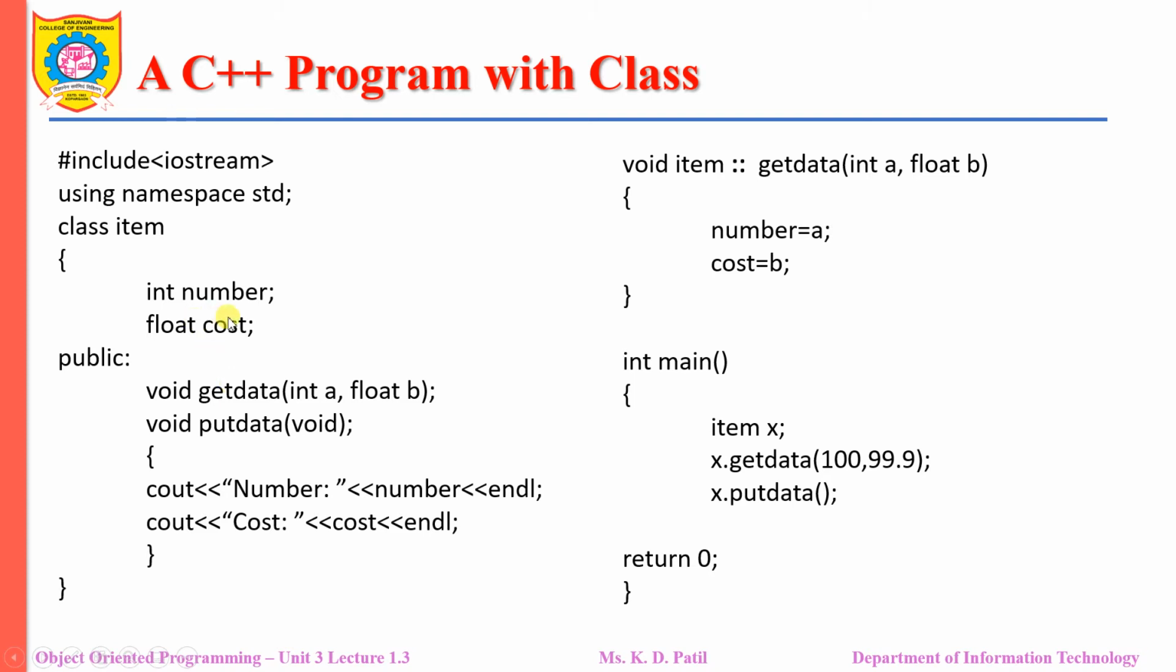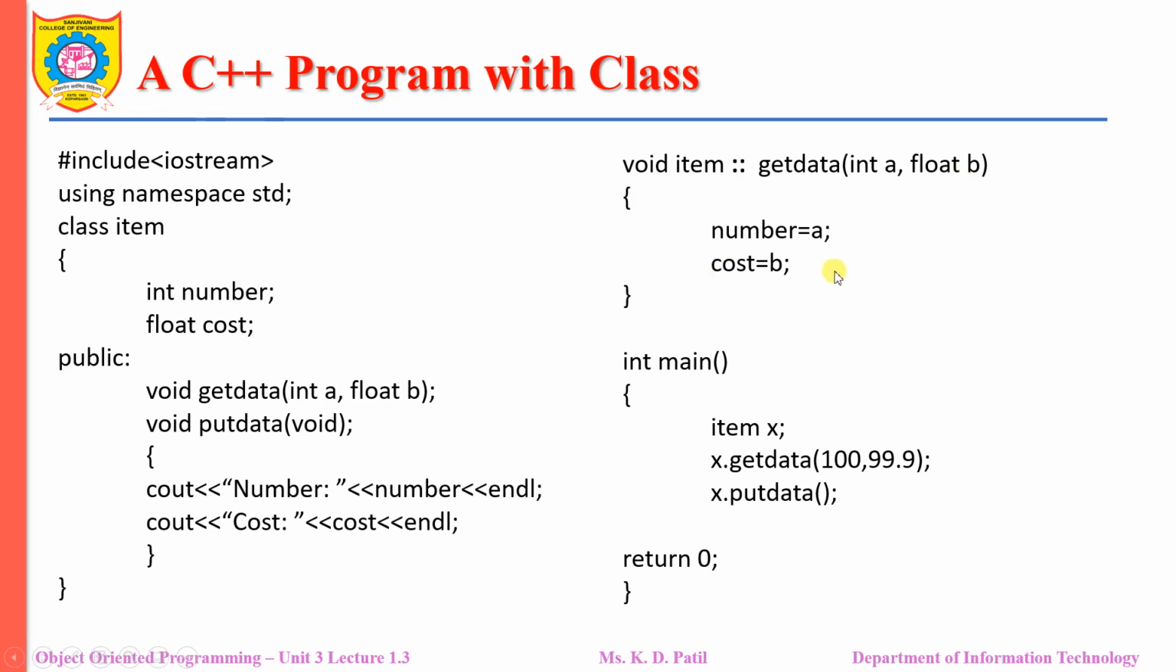Now here I have a class item with the same data members, a number and a cost. I have two member functions here. First one is getdata and second one is putdata. Now here the putdata member function I have defined inside the class definition, and the getdata function I have defined outside the class definition. Here void is the return type of my function getdata, item and the scope resolution operator is the membership label, and getdata has the parameters which we have passed.